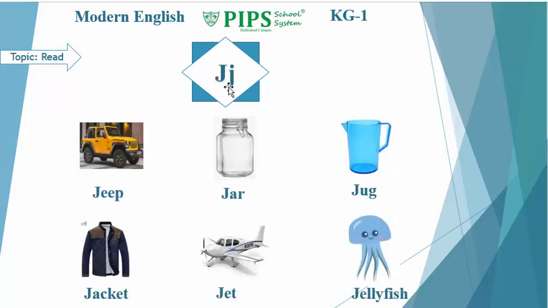The next letter is J. This is a capital letter J and this is a lowercase letter J. Sounds like J. Students, let's learn which things begin with the letter J. J-jeep.